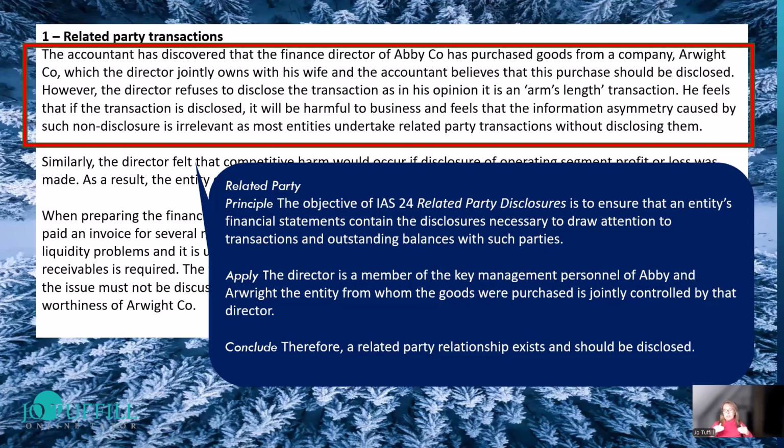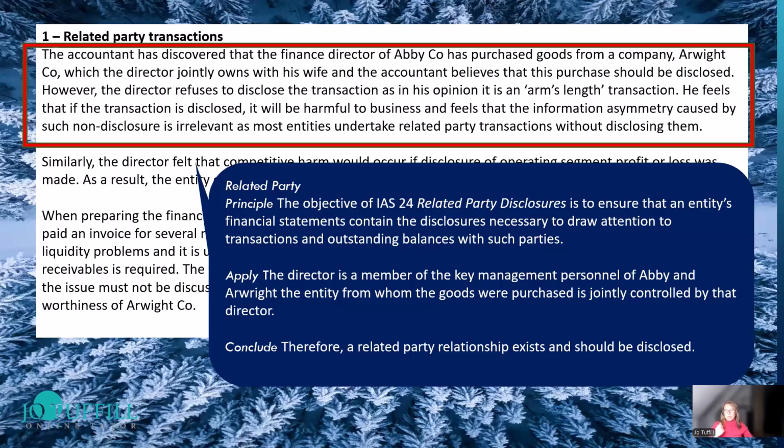Then applying it to the scenario, you need to make a connection between the fact that he is a related party, because he is key management personnel of Abbey, and Arkwright, the entity from whom the goods were purchased, is jointly owned by that director, you can say with his wife. So therefore, there is a related party issue that should be disclosed, and because there was a transaction, there needs to be a disclosure of that transaction.